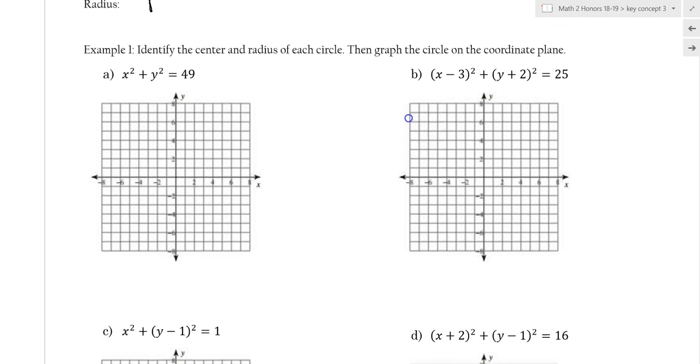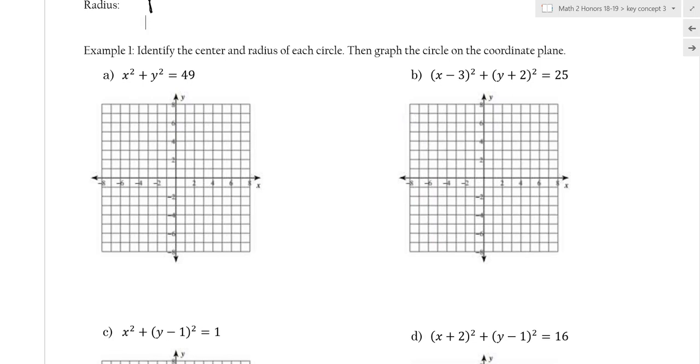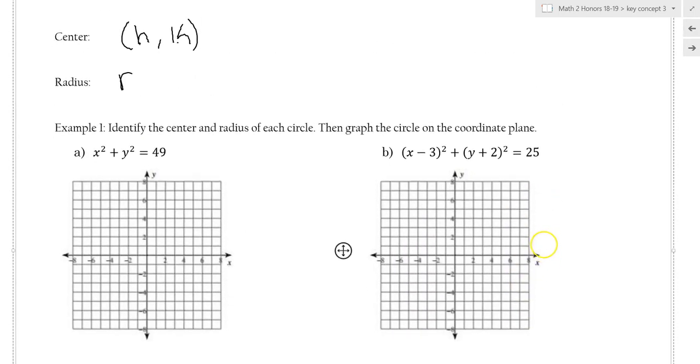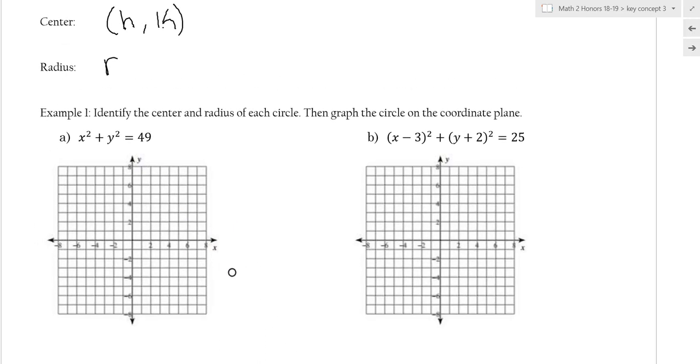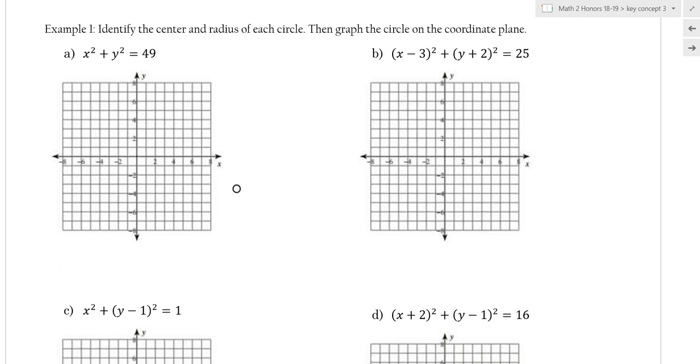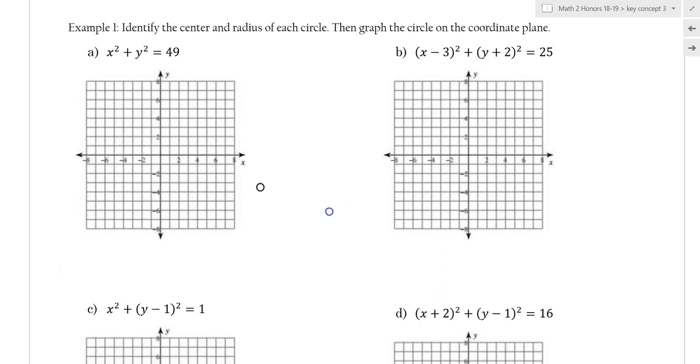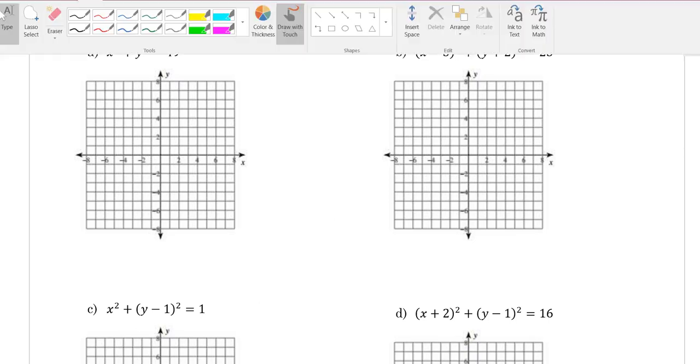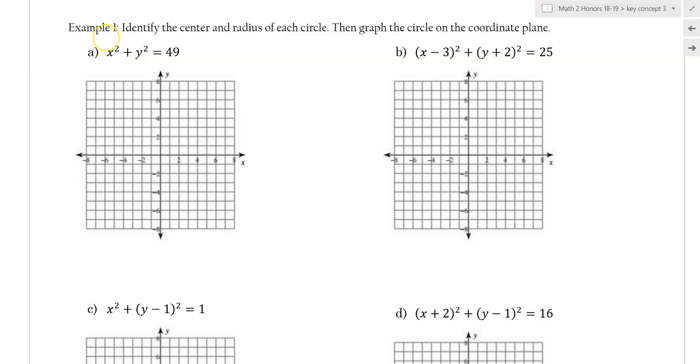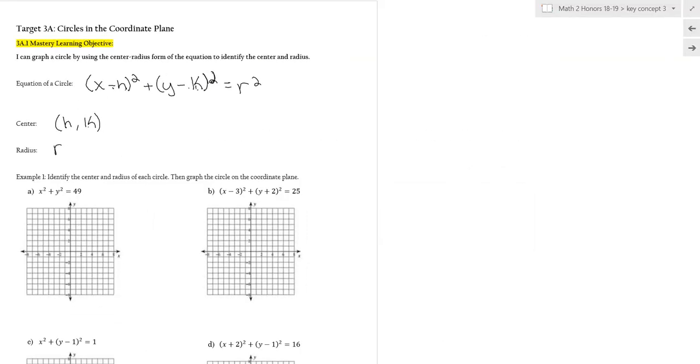So let's look at some examples of this. Look at example 1, right? We're identifying the center and radius of each circle. So starting with A, the center again comes from what's with x and what's with y.